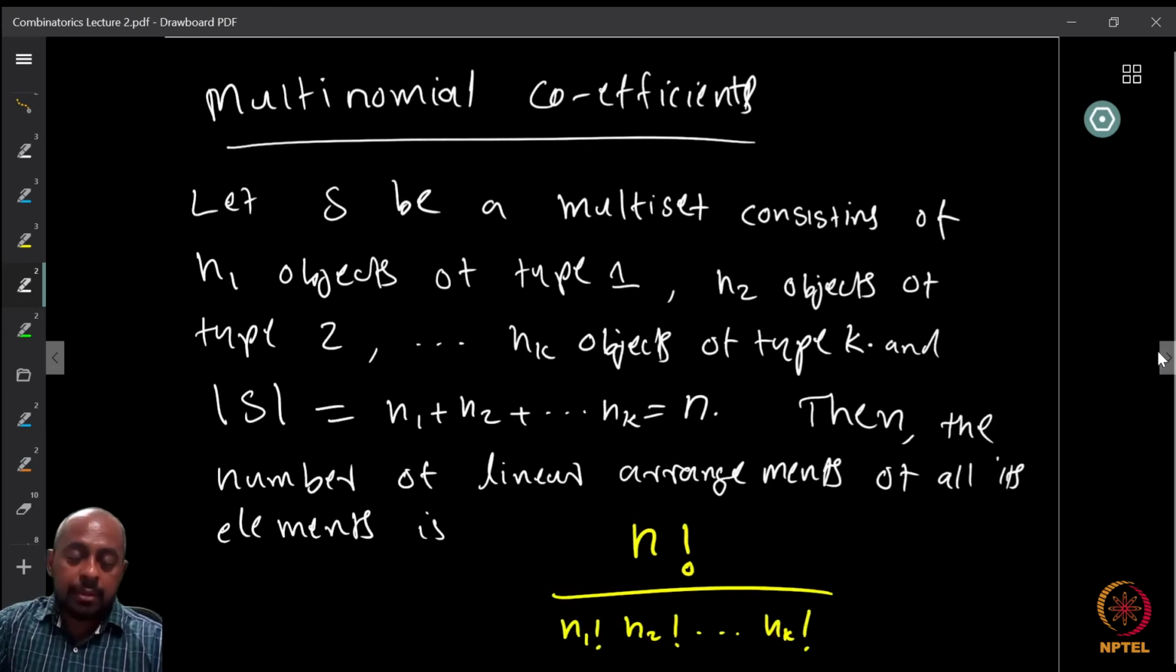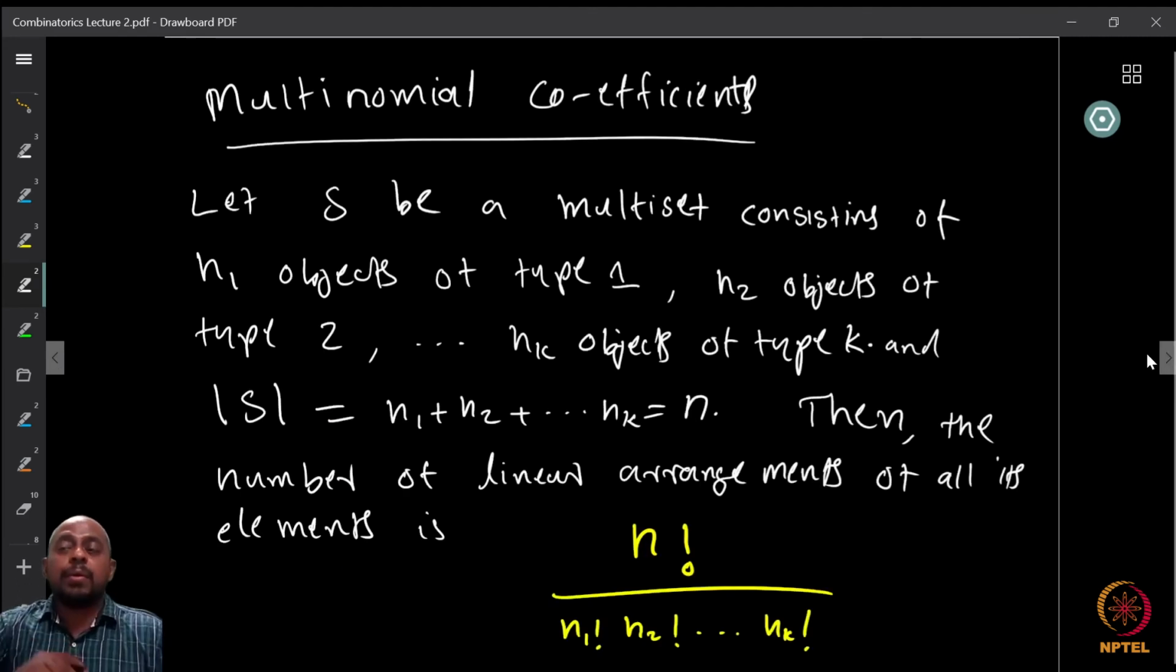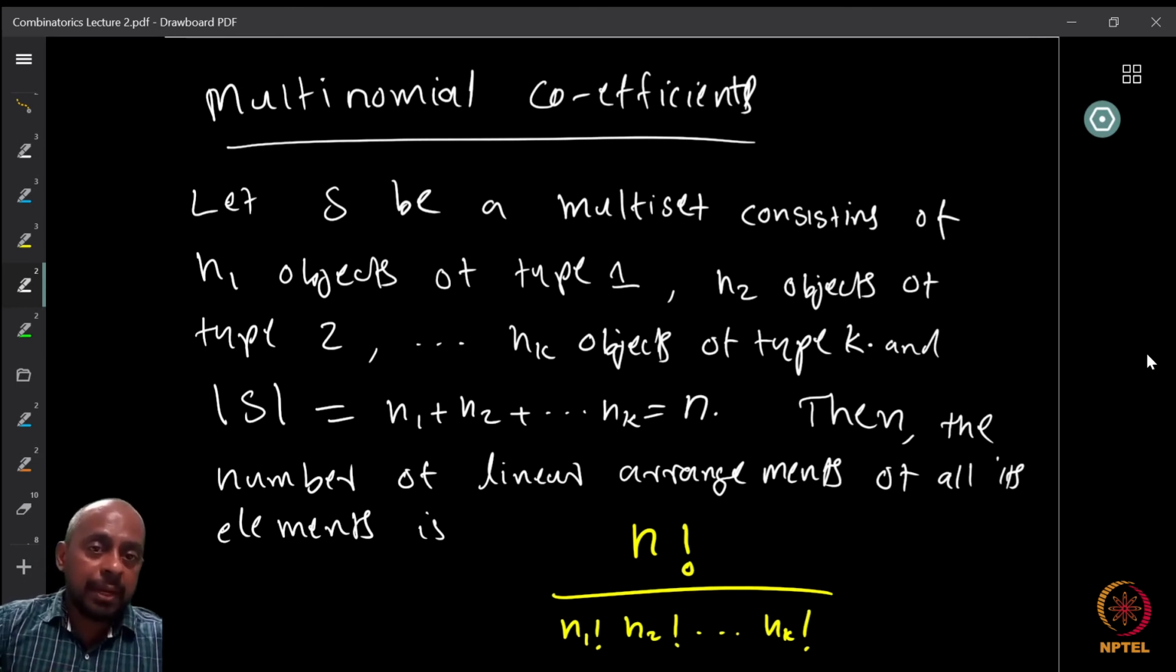So this leads us to something called the multinomial coefficient. What we were looking at now, we used the division principle and multiplication principle only, but we can now come up with a slightly more general, slightly refined tool, but still basic. So this is called the multinomial coefficient. So what is the multinomial coefficient?